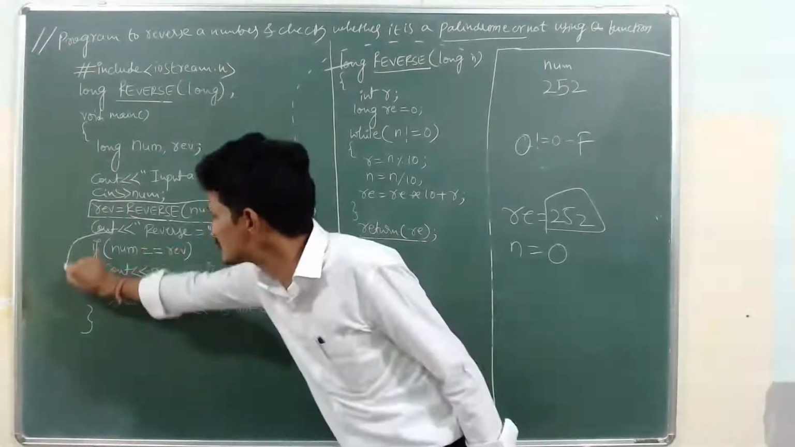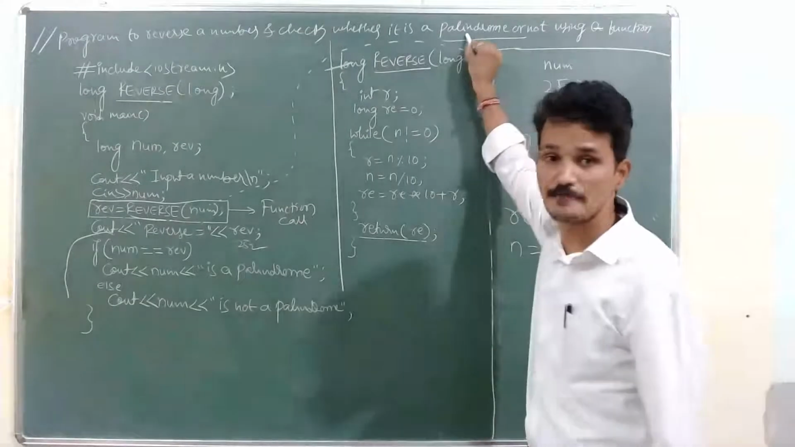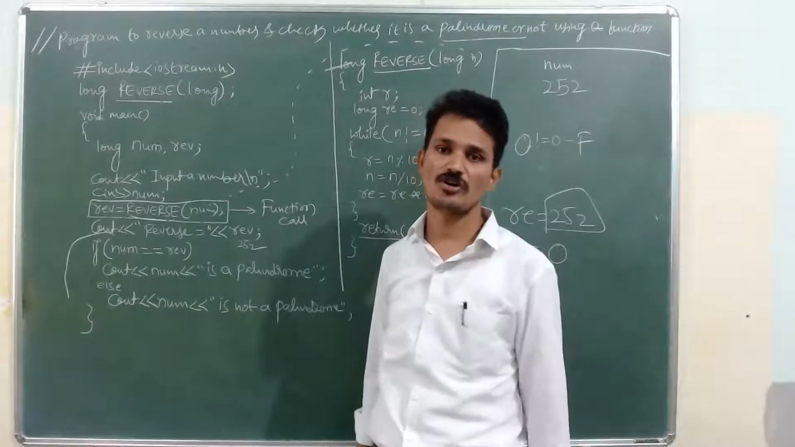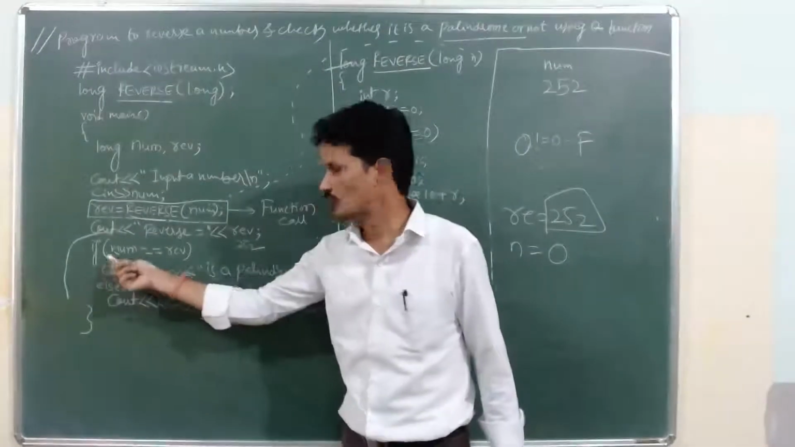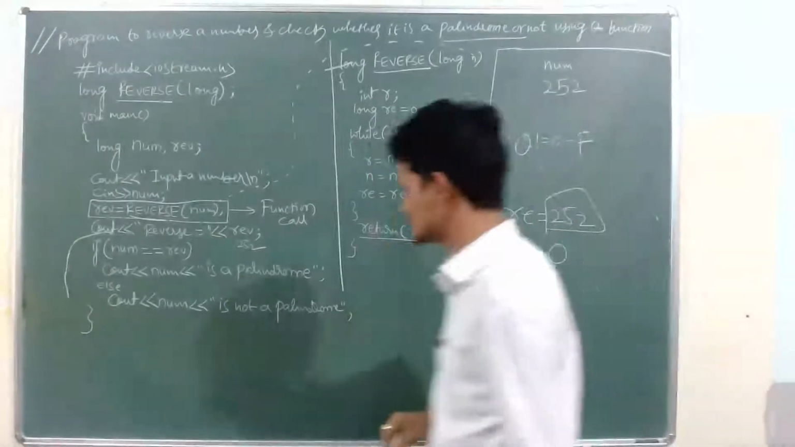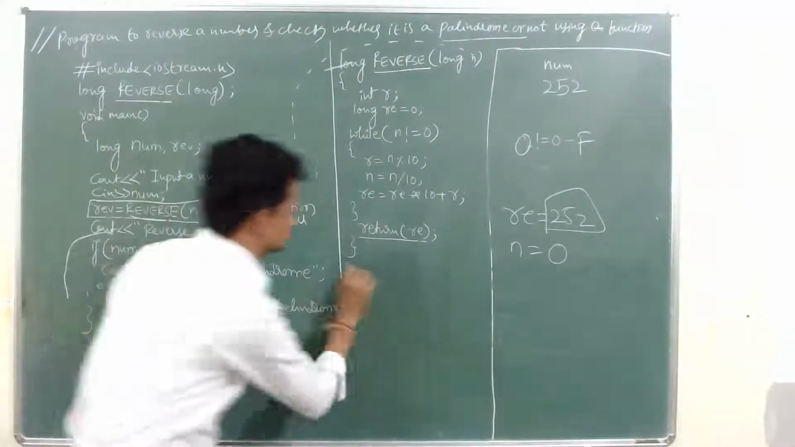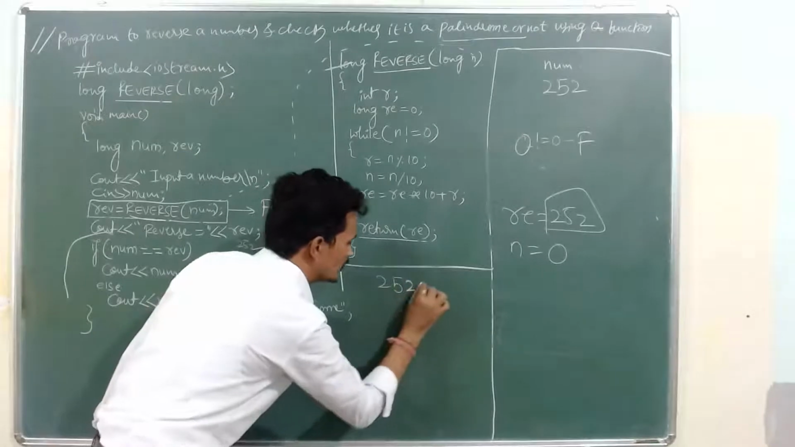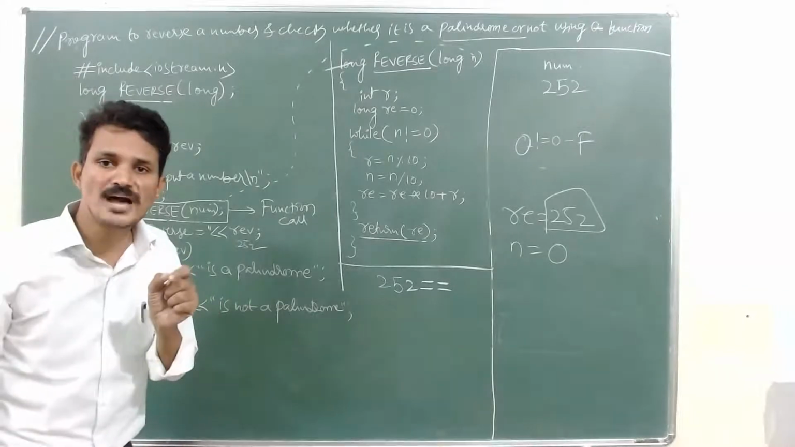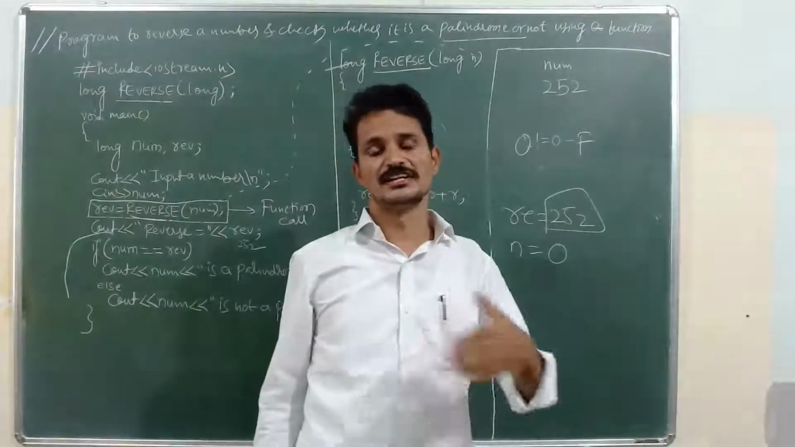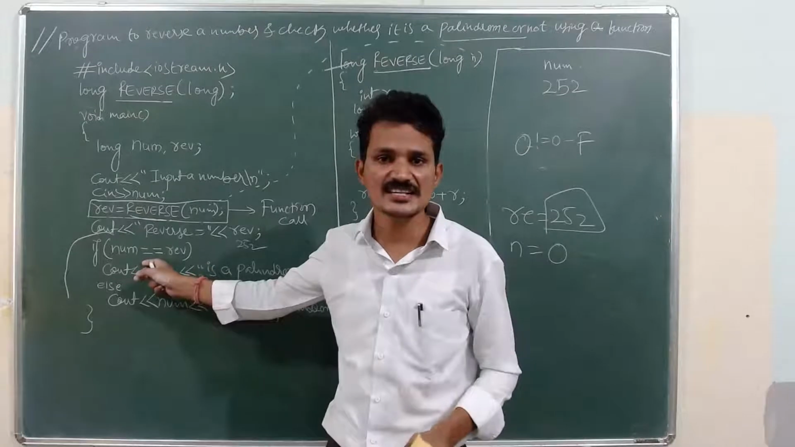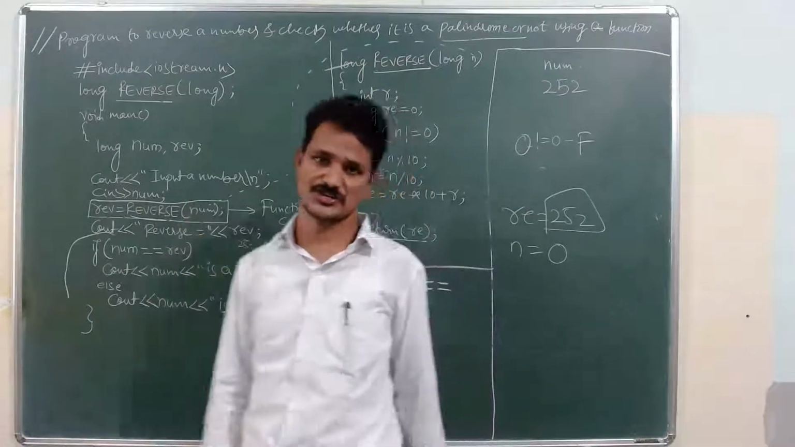See, this part is nothing but to check whether it is a palindrome or not. Have a look at it. If open parenthesis num is equal to rev. What is the value of num? Let me write here, num is 252. See here I am using a double equal to. You can call it a comparison operator, which we discussed in the introduction to C++ in the beginning chapter, in operators. I am comparing num with reverse.